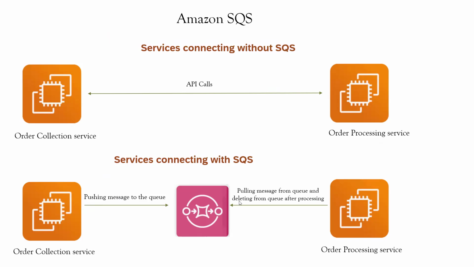If we are using an SQS queue in between, it works like a middleware that holds the messages being pushed from the order collection service to the order processing service. The order processing service, with its own flexibility, can pick the events or messages from the queue and process them one by one at its own time. That is the benefit of the SQS queue itself.